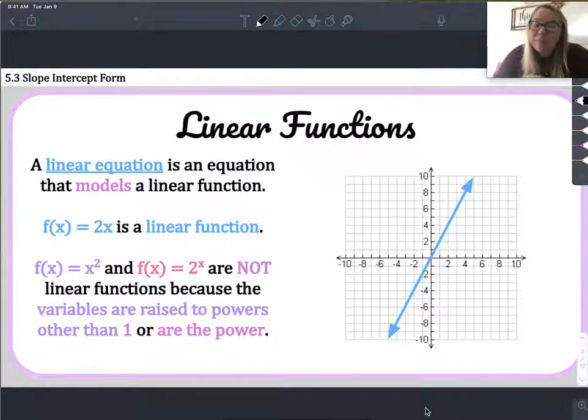Then we have some other examples I want to look at with you guys. In purple, we have f of x is equal to x squared. That is not a linear function because the variable is being raised to a power other than 1. And then f of x is equal to 2 raised to the x power. That's not a linear function because the variable is the power, and we don't want the variable to be the power. Okay, so just so you guys can see what those look like.